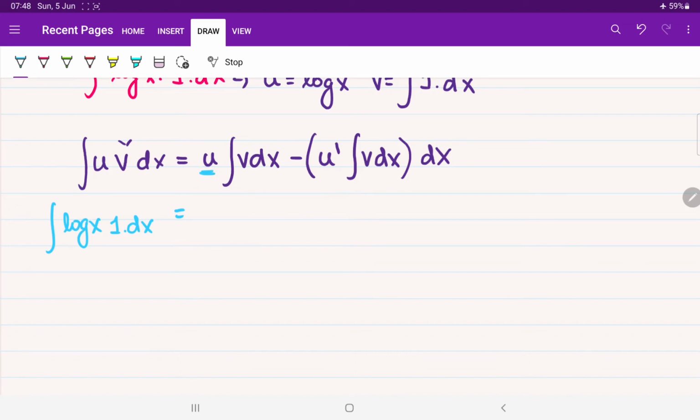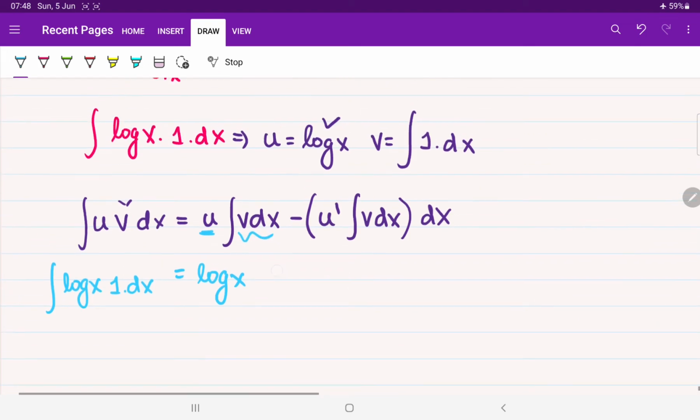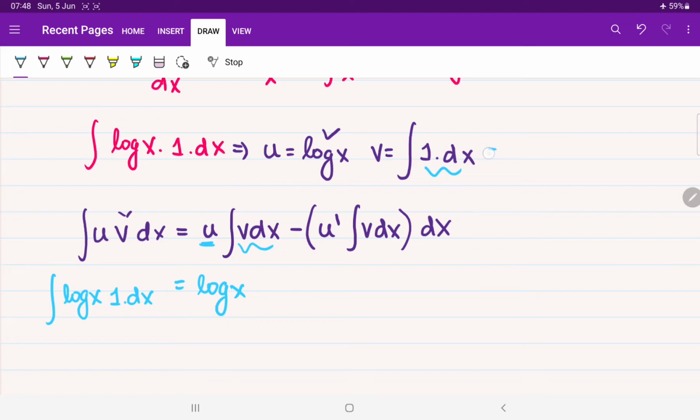In the first step, u will be directly taken out. Then the integral of v into dx. In place of v, we are having what? 1 into dx. What is the integral value of 1 into dx? That will give you directly x only. Integration of dx will give you x.